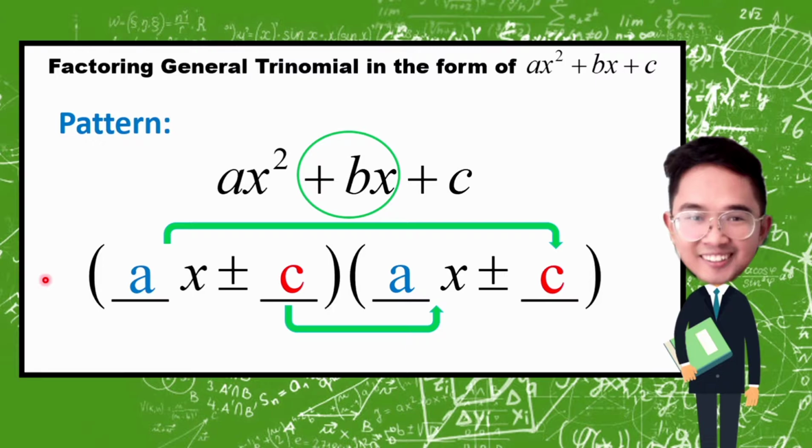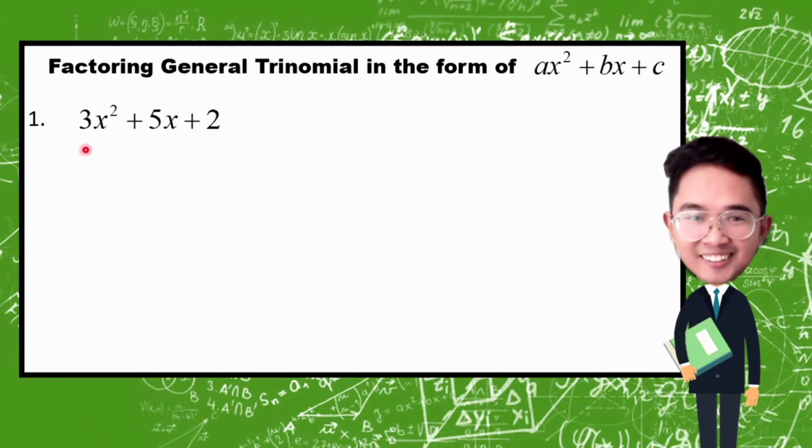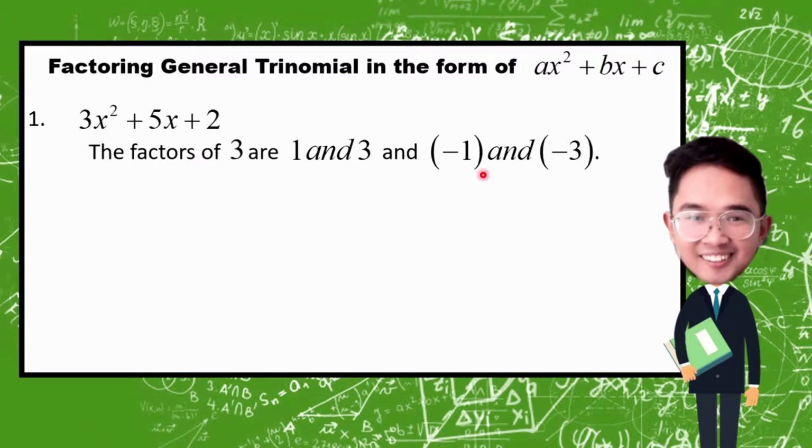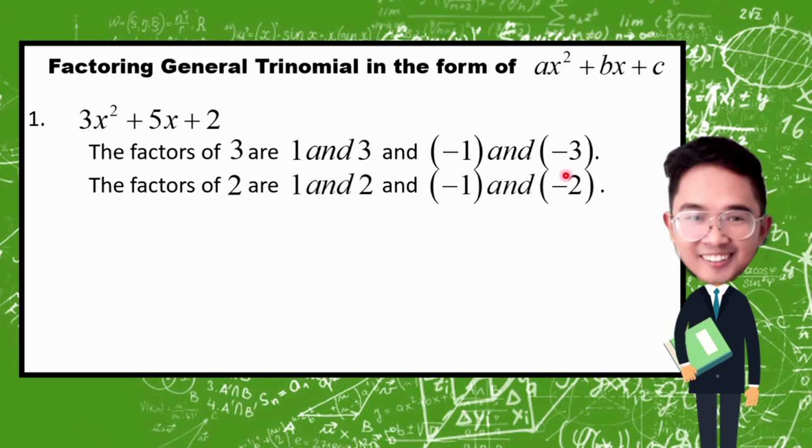For better understanding, let's have this example. 3x squared plus 5x plus 2. What are the factors of 3? Correct. The factors of 3 are 1 and 3. Do we still have any factors aside from 1 and 3? Okay, very good. Also, negative 1 and negative 3. When we multiply negative 1 by negative 3, the answer is positive 3. Now, how about the last term? What are the factors of 2? 1 and 2 and negative 1 and negative 2.